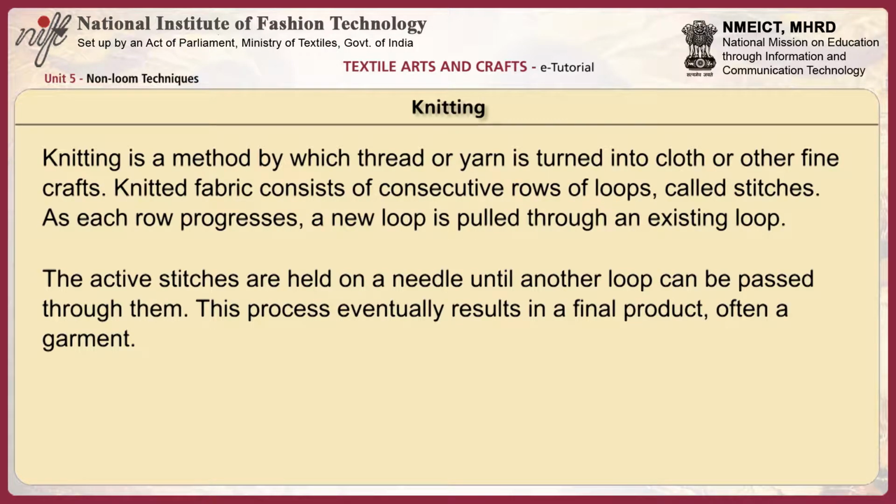Knitting is a method by which thread or yarn is turned into cloth or other fine crafts. Knitted fabric consists of consecutive rows of loops called stitches. As each row progresses, a new loop is pulled through an existing loop. The active stitches are held on a needle until another loop can be passed through them. This process eventually results in a final product, often a garment.